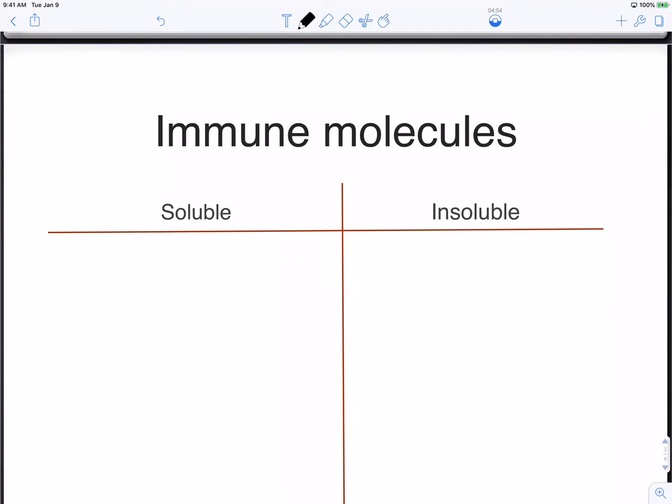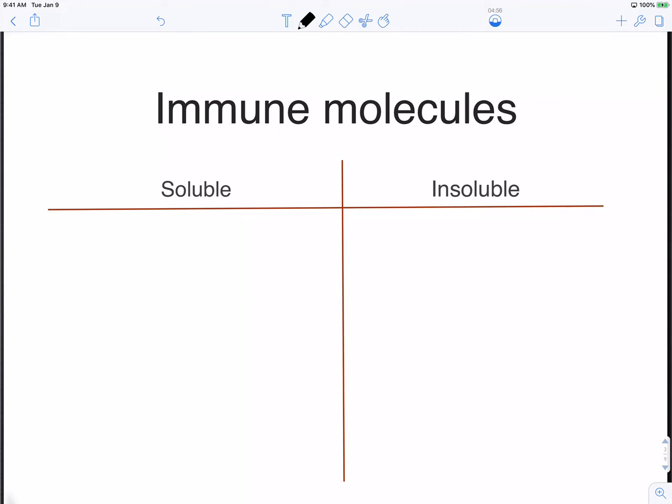Now, the next thing we need to talk about is immune molecules. We'll go into specific immune molecules throughout the course of these lectures, but this is just a very general overview. So soluble immune molecules are proteins. They are proteins that are encoded by your DNA, and they are generated and released in response to some sort of activation within the immune system.